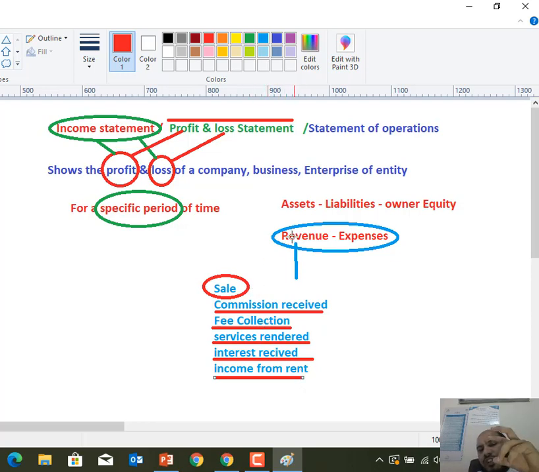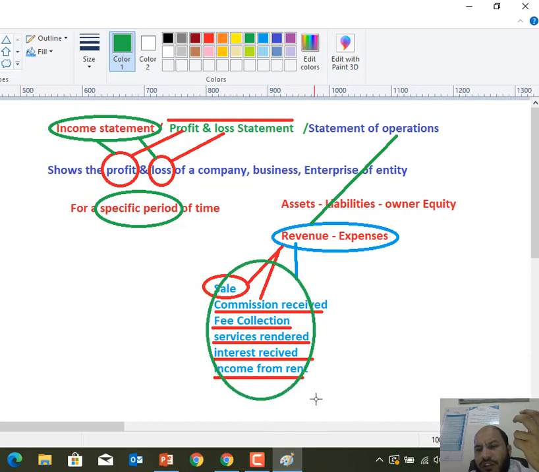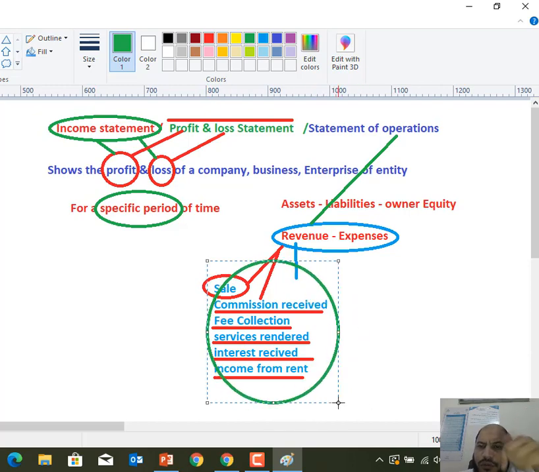So all of these types of revenue, whether sale, commission received, fee collection, or services rendered, are a type of operation. See, it is a continuous thing, it is a daily thing. Sale is on a daily basis, commission received is on a daily basis, fee collection is always on a daily basis, services rendered is on a daily basis. So that's why we may say that it is a type of operations.